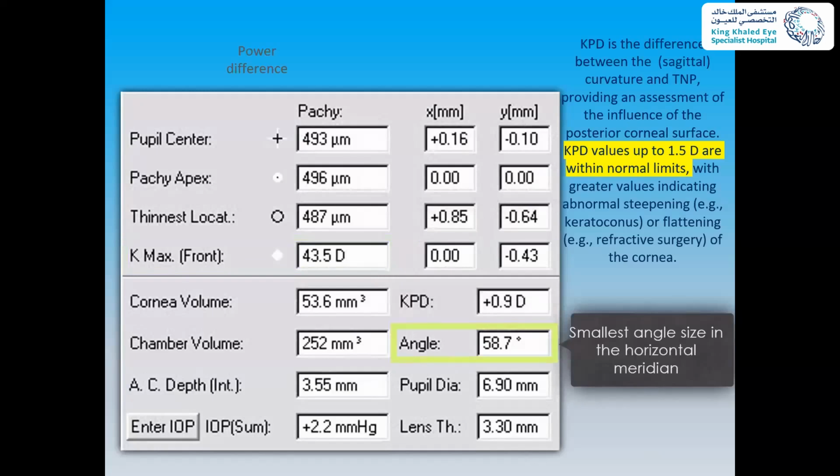Then there is an angle there as well, which is used for patients with glaucoma or when you're planning to do an ICL and stuff like that. But this is the keratometric power difference, which again has the difference between the net power and the sagittal curvature. So if a patient has had LASIK done or has keratoconus, this number will certainly be high. We don't use it. Usually we have white to white here, but any KPD value of more than 1.5 is abnormal.